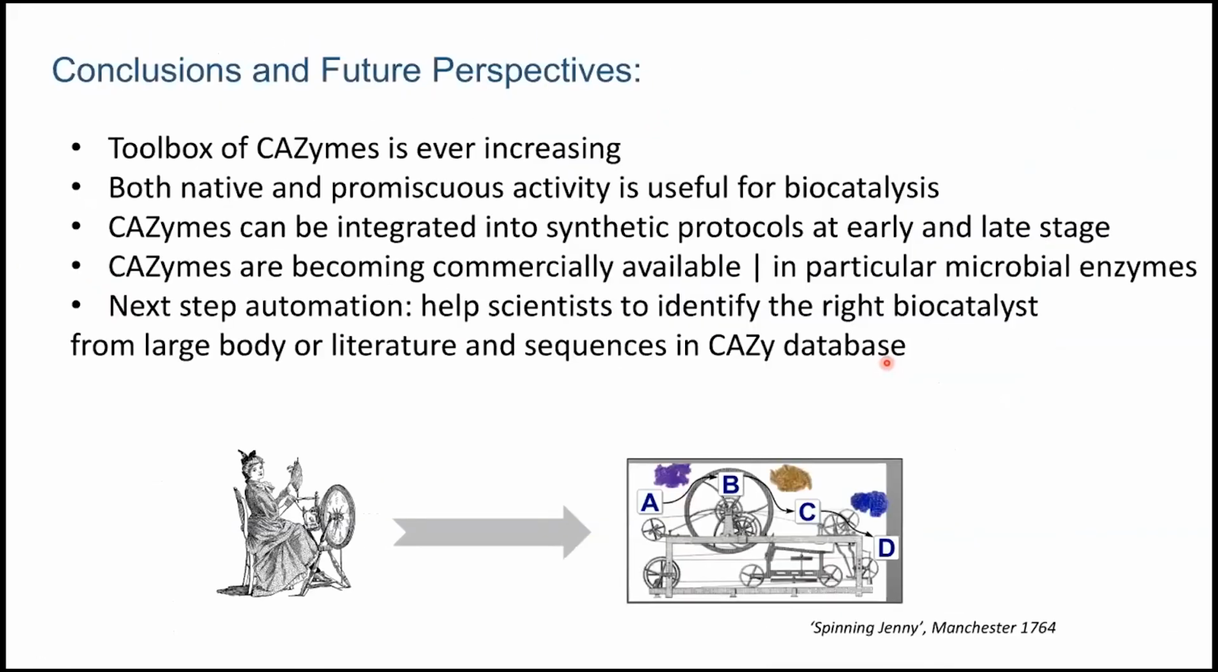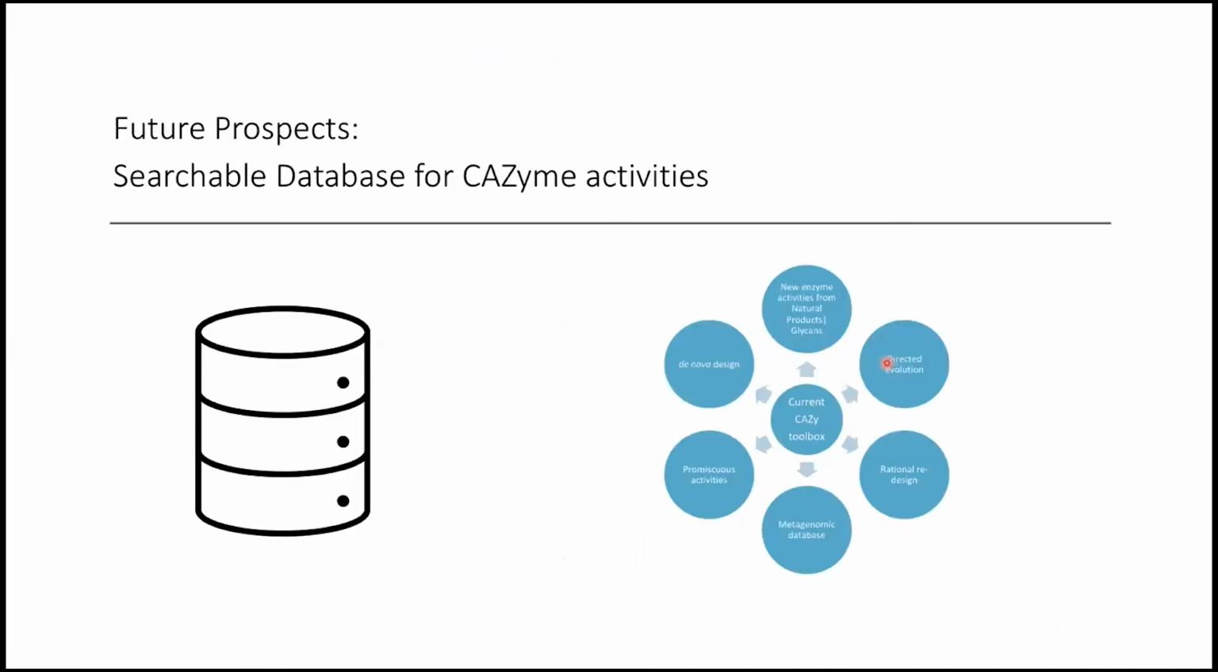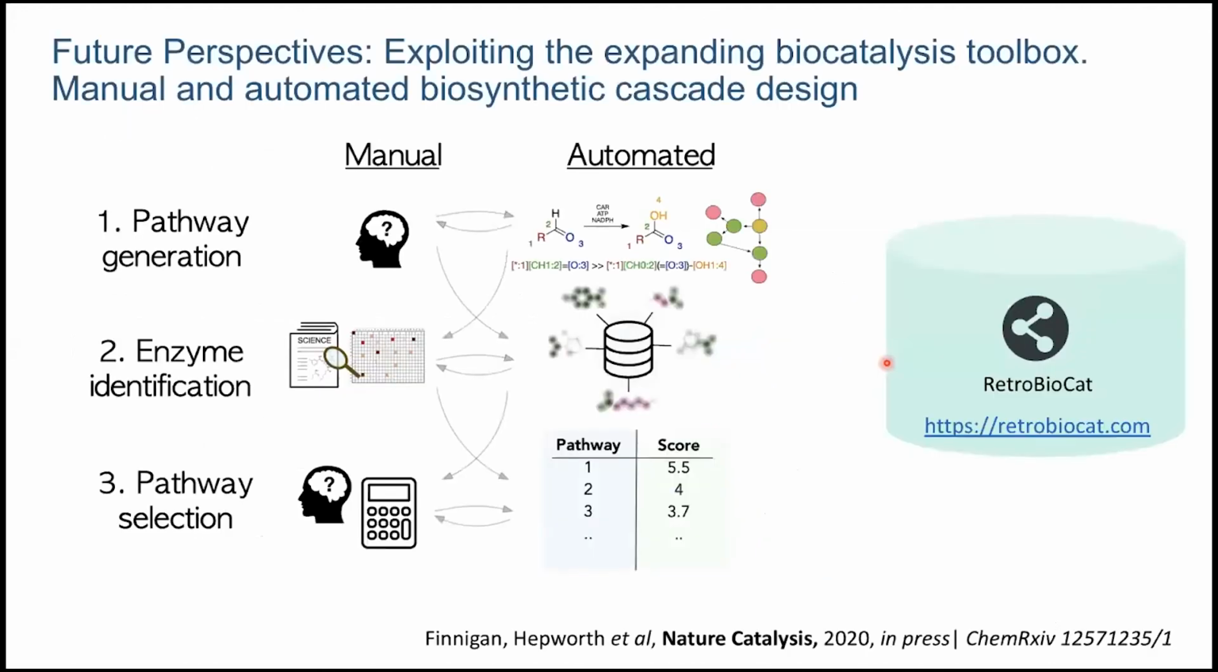I'm hoping I show you that this toolbox is ever increasing, and that these tools can be integrated into synthetic protocols at the beginning or end of the protocol. And what is the next step? I think the next step is that we're trying to automate the whole process a little bit more and build databases that help people to identify enzymes that have desirable activities. So if they want to make a particular glycan, can they find in a database enzyme activities that help them? We've done this recently for general biocatalysis by developing this program here, but we haven't applied it to glycoenzymes. So that is very much the next step.